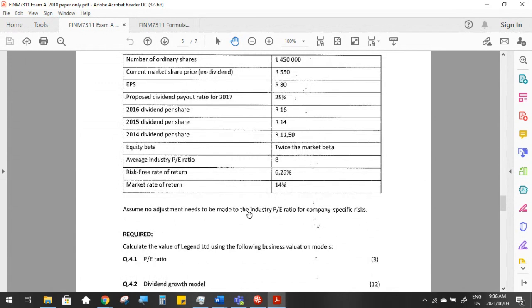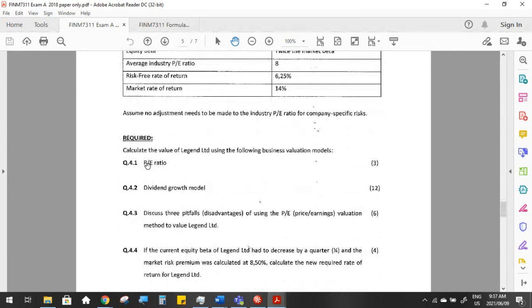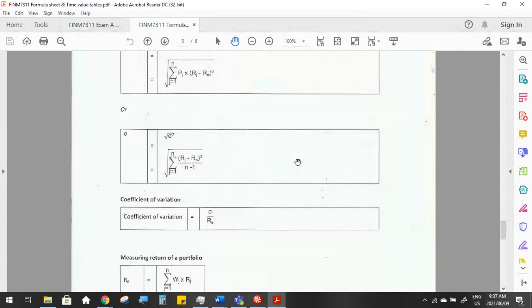Assume that no adjustment needs to be made to the industry PE ratio for company-specific risks. They might give you an adjustment. They might say for company-specific risks, Legend Limited needs to have the PE ratio increased by 2 above the industry ratio or whatever. Okay, so that's important information linked to that there. So calculate the value of the company using the PE ratio.